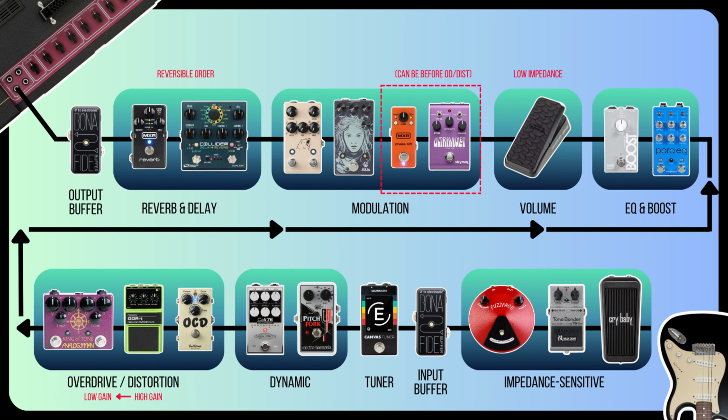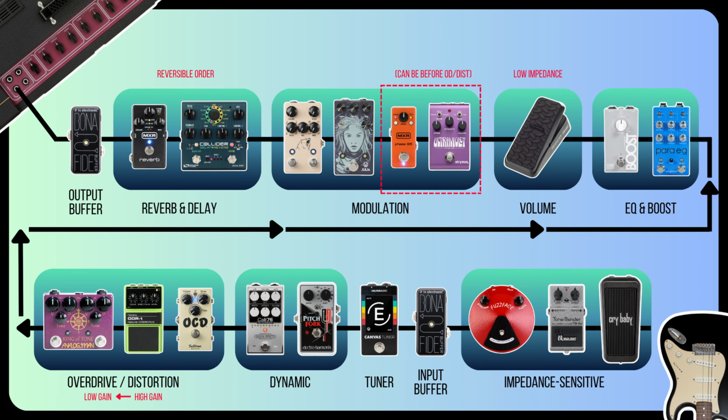And coming after our time-based effects is an output buffer. So what this is doing is driving that signal from the pedal board back to the amp. You can use a 20-foot cable and you won't have any tone suck issues. This isolates the guitar from the pedal board and the pedal board from the amp. So it just makes sure there's no impedance issues, there's no tone suck issues. So make sure that you have an output buffer right before you go back to your amp.